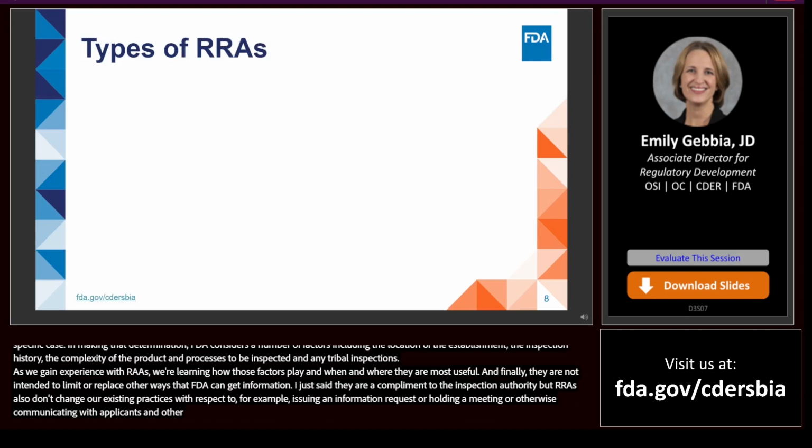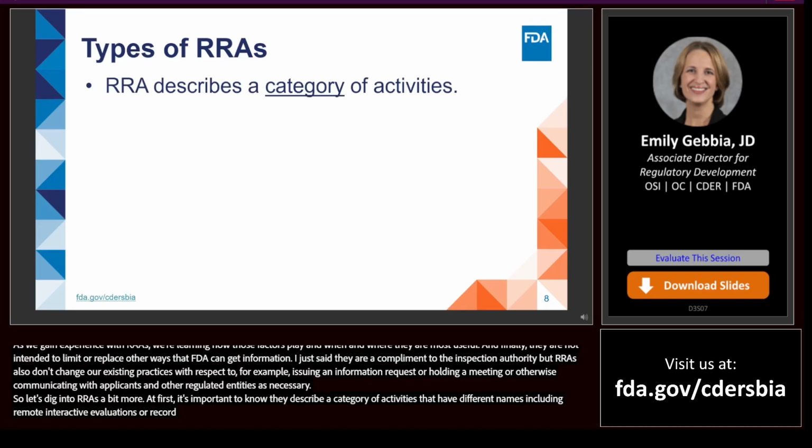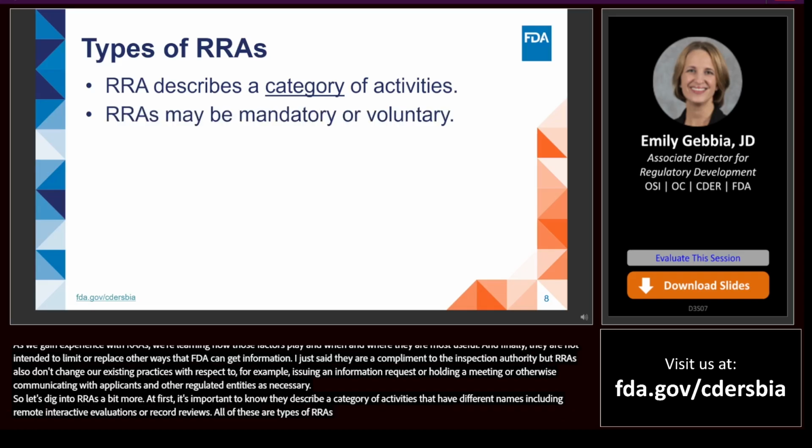So let's dig into RRAs a bit more. First, it's important to know that RRAs describes a category of activities that might have different names, including remote interactive evaluations or remote record reviews. All of these are types of RRAs. The guidance also describes both mandatory and voluntary RRAs.